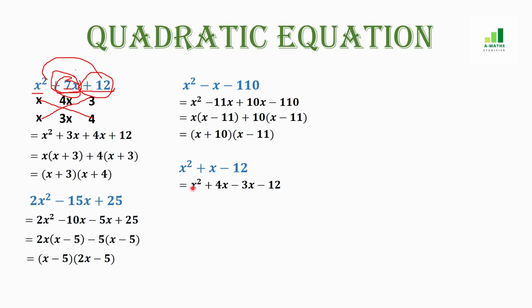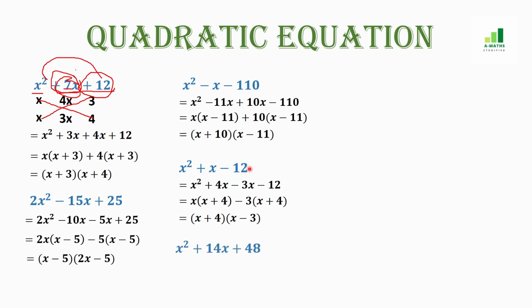So I will divide this equation into two groups. First is this one and second is this one. I will take x common from the first group, so x plus 4 will be the remainder, and I will take minus 3 from this group. Then x plus 4 will be the remainder. Now I will take x plus 4 common from this expression, then x minus 3 will be the remainder. This is the factor for this equation.